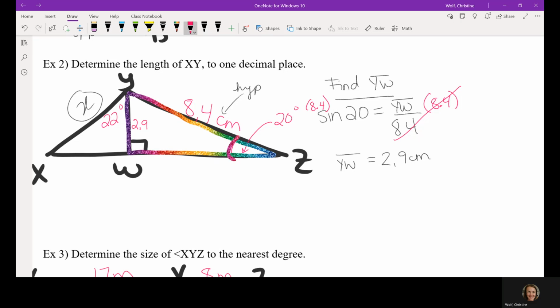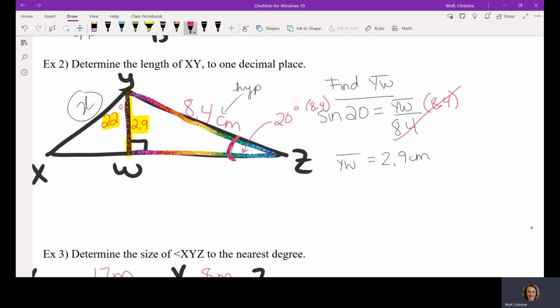Okay. So now I can go back to the other side of the triangle, because in this side of the triangle, now I know 2 things. I know that degree of 22, and I know that this shared side here is that 2.9. So I know two things now on the left as well. I want to find x.